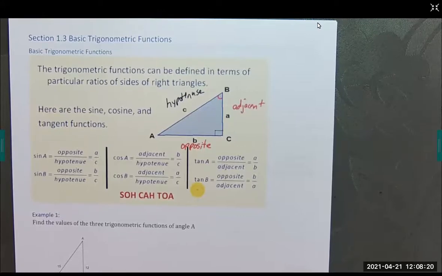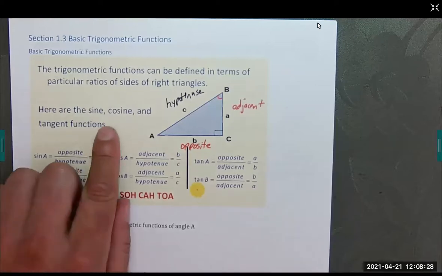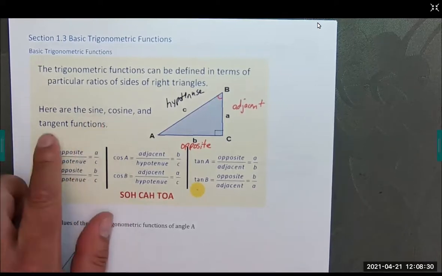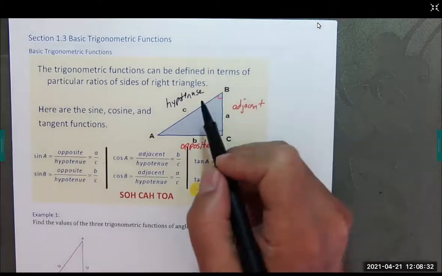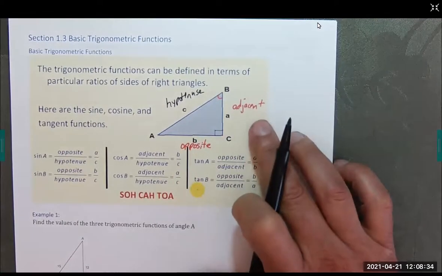Welcome to the next trig piece. We're going to deal with basic trigonometric functions. This is our most fundamental, and the three big ones are the sine, the cosine, and the tangent. And it's all based on a right triangle that we have here.